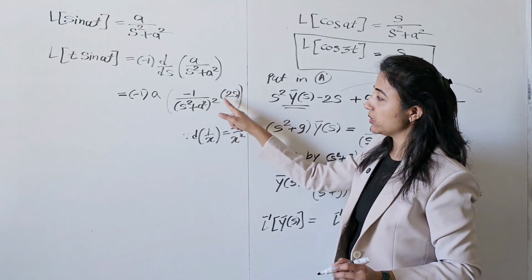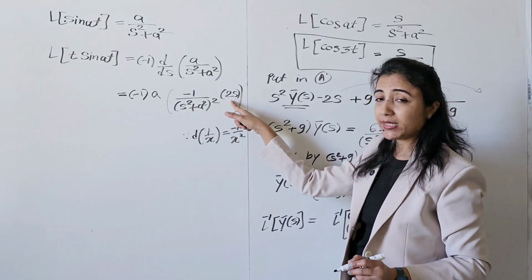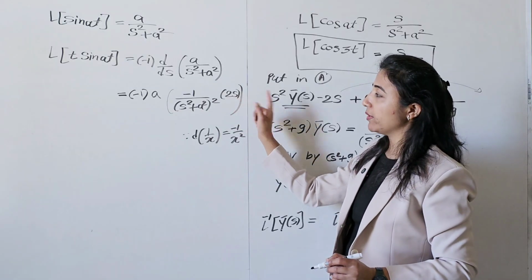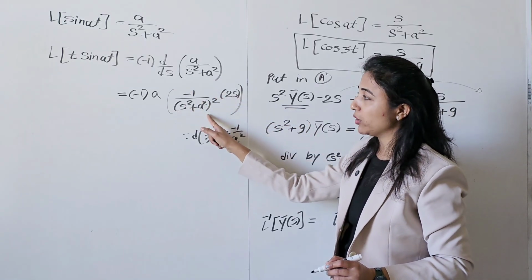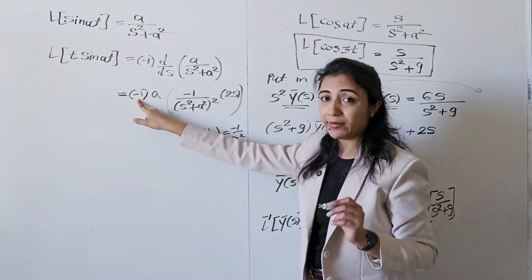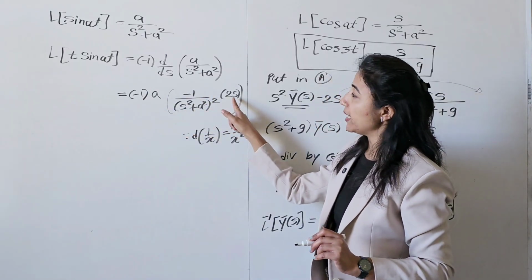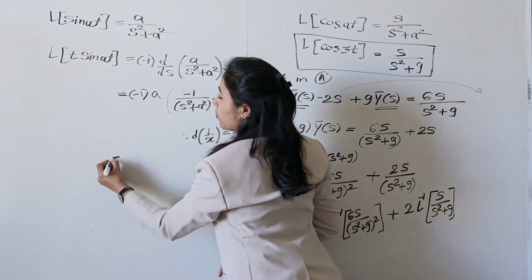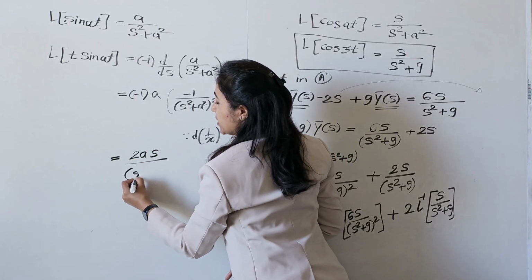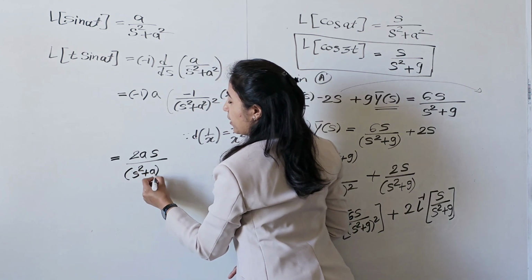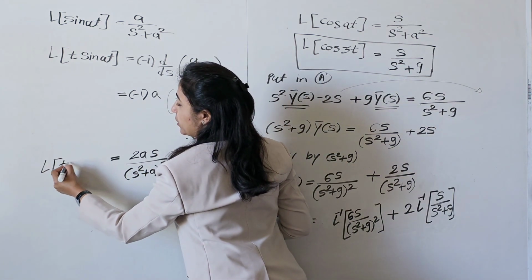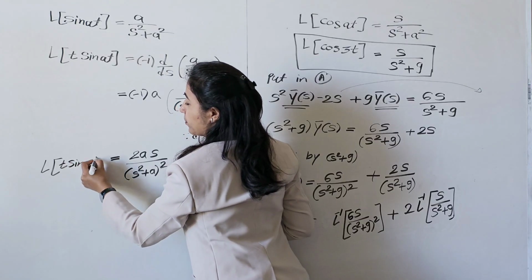So again, the derivative of this term: s square derivative is 2s, and a square is constant, so that's why its derivative becomes 0. So this is the derivative of this term. Now here this minus and the outside minus become plus, and 2sa. So here it is a, 2as upon (s square plus a square) whole square. This is the Laplace transformation of t into sin at.